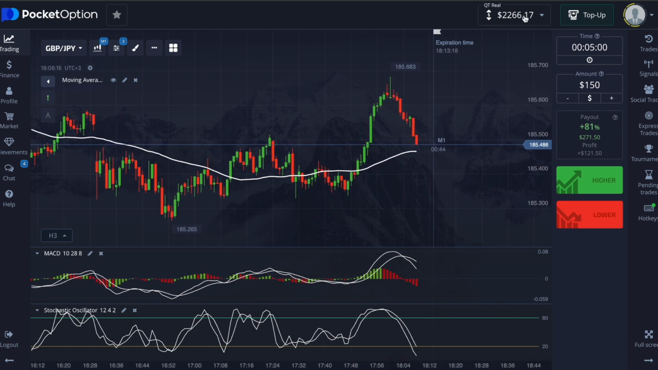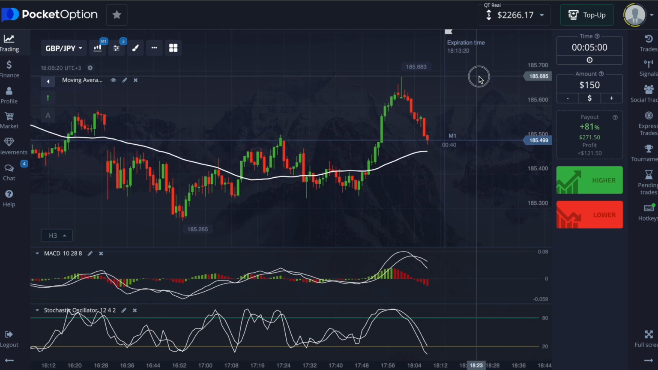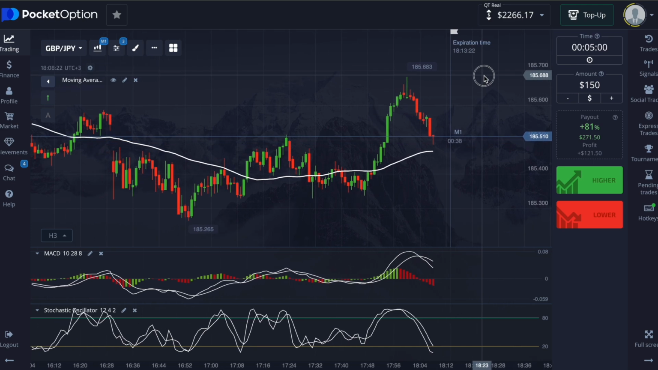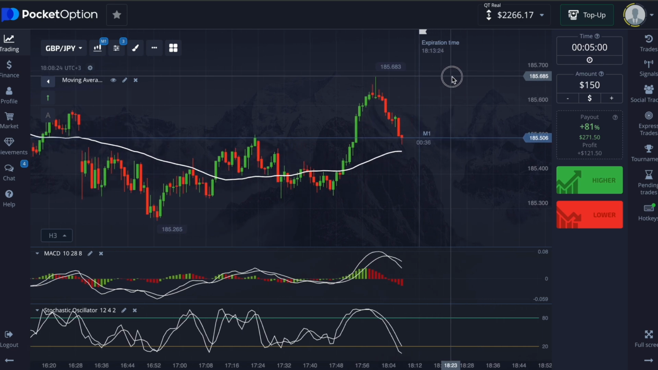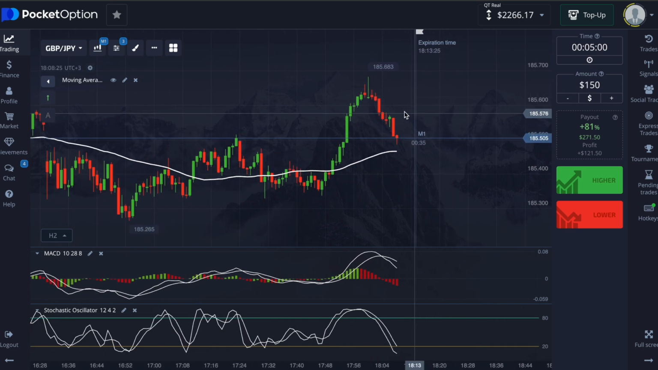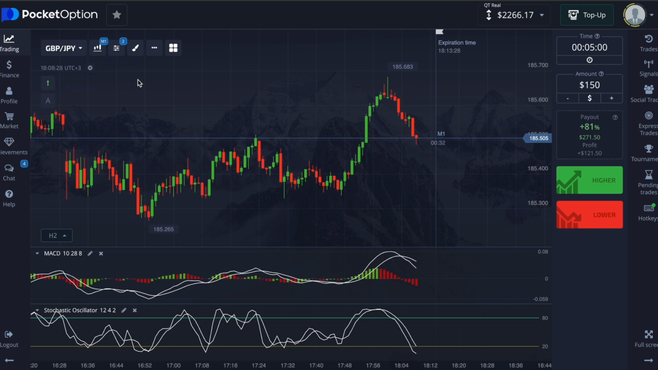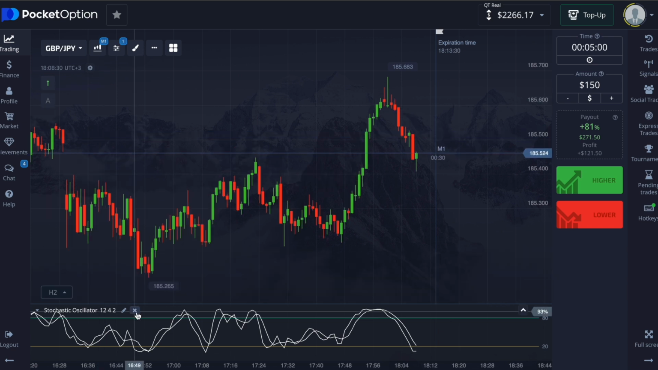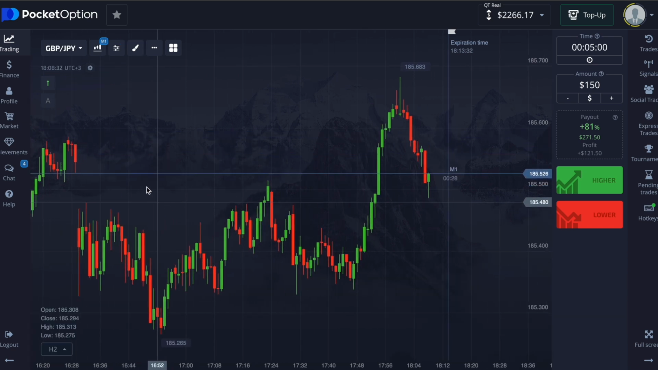On my balance, I already have $2,266, and in 10 minutes, I earned almost $250 using just one strategy. The success of your trading, like mine, depends directly on your ability to use different strategies. So, let's not waste time. I'm removing all the indicators and moving on to the next strategy.